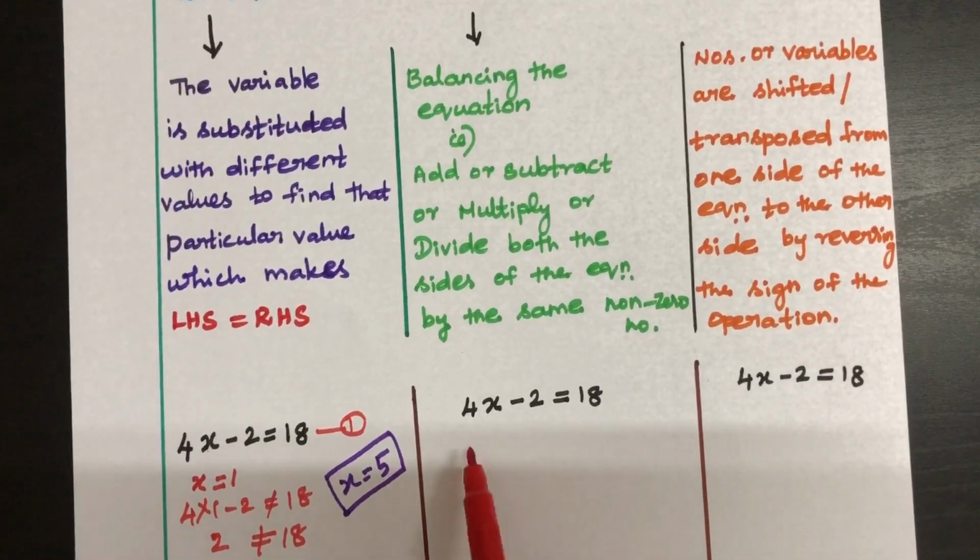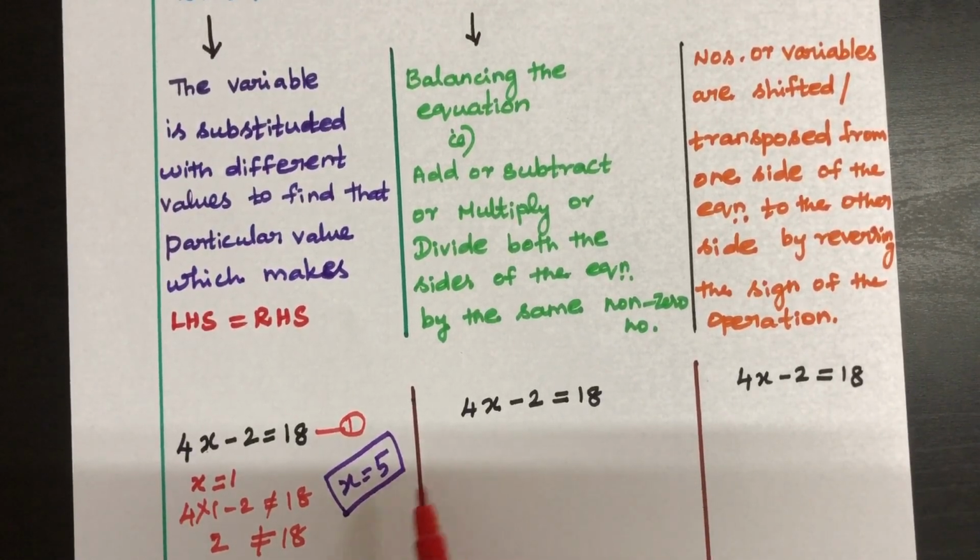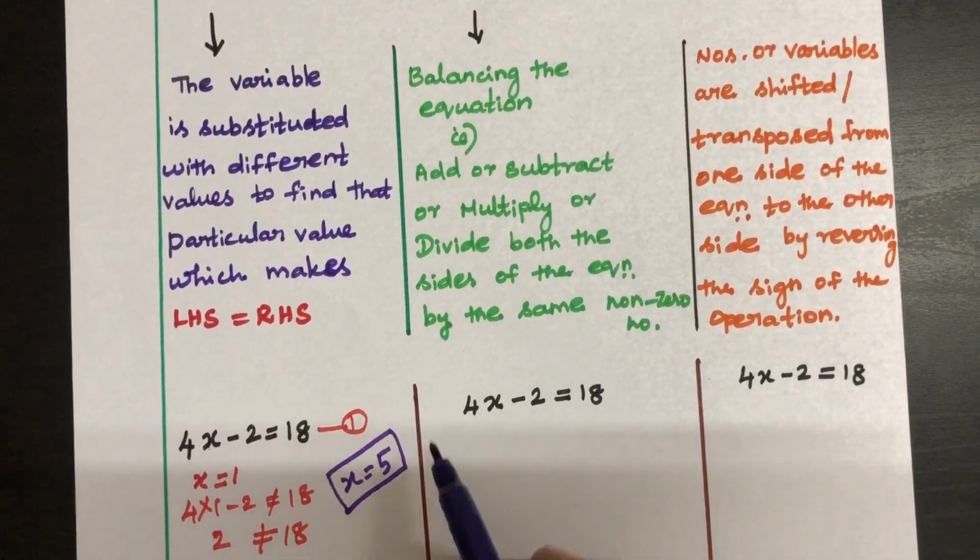Now, shall we balance this equation? For that, we want the value of x alone, right? So now you should give your concentration fully on this x. Your motto is to find the value of x. For that, we need to eradicate all the other numbers. For that, what do we need to do? I am going to balance.